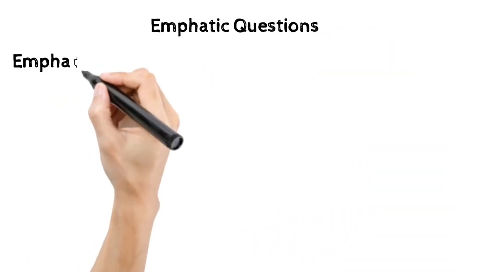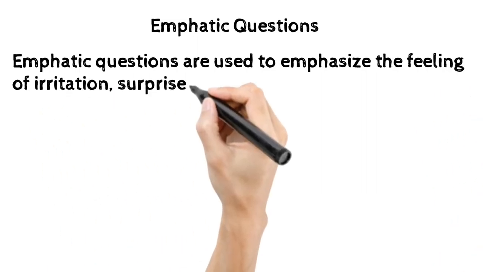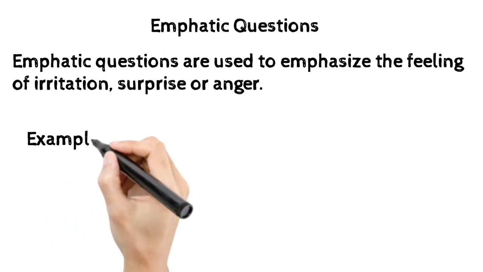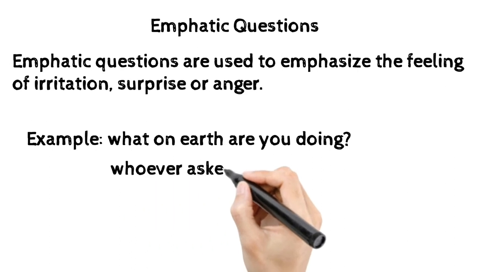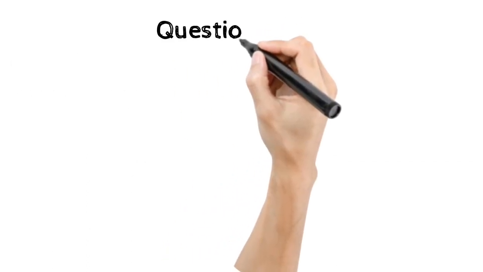So, next one, emphatic questions. Emphatic questions are used to emphasize feelings such as irritation, surprise, or anger. So, these are types of feelings that stress something. For example, what on earth are you doing? What on earth are you doing? Whoever asked you to go home? So, these are all emphatic questions.